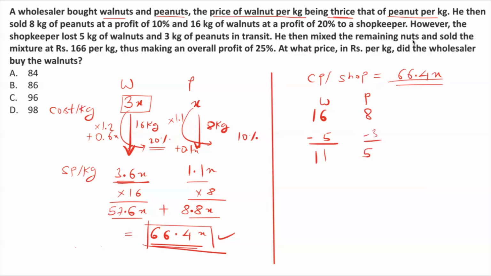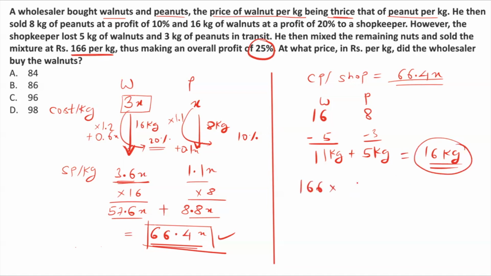Then he mixed the remaining nuts. So he has a total mixture of 11 kgs plus 5 kgs, which is 16 kgs. This 16 kg mixture is then sold at rupees 166 per kg, thus making an overall profit of 25%. So we have to find the selling price of this 16 kg mixture. It is being sold at rupees 166 per kg, and we are selling 16 kgs. This is the overall selling price.